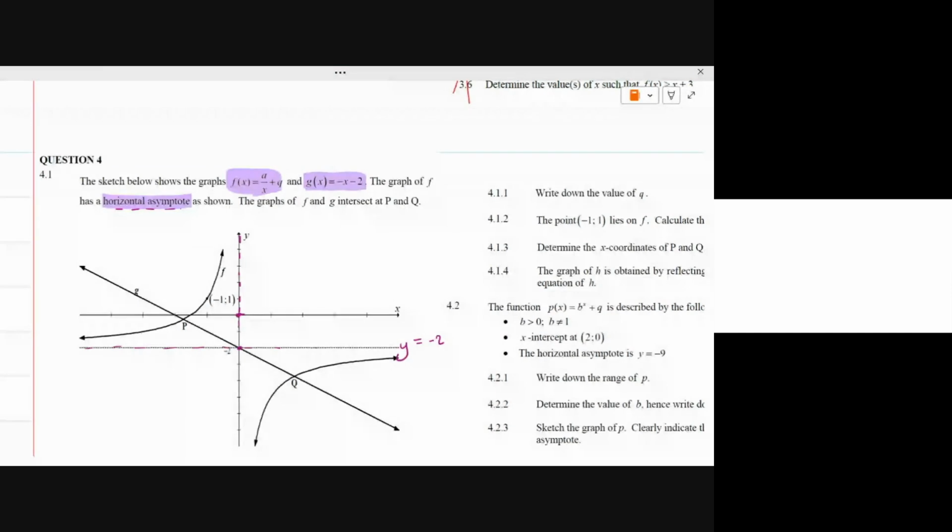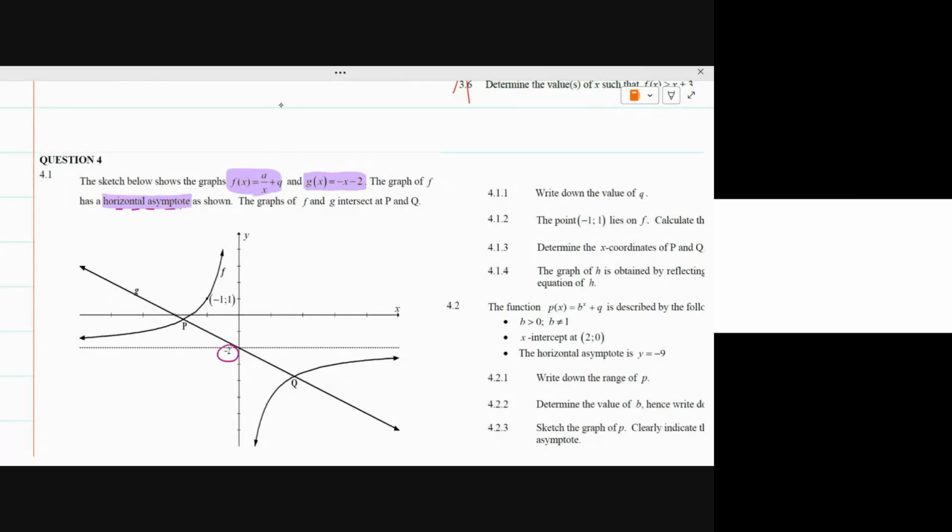It cuts the x-axis over there. So if it cuts the y-axis, it is the y asymptote. If it cuts the x-axis, it is the x asymptote. Make sense? Easy enough? No issues there. All right, amazing. So now we know that our horizontal asymptote is at the point negative 2.